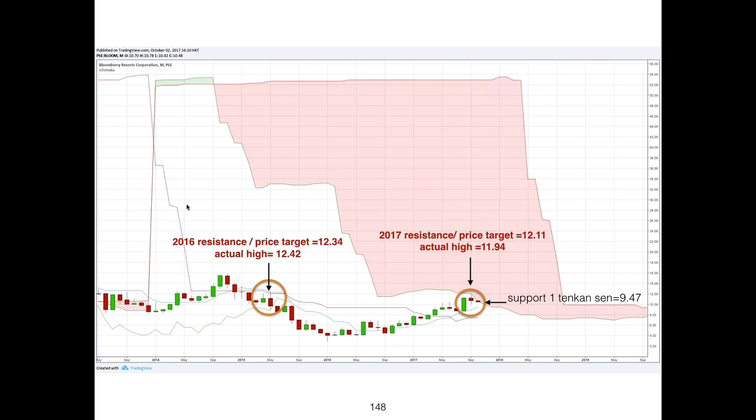Support Tankenson is now at 947. And the Kijun-sen support is at 742.